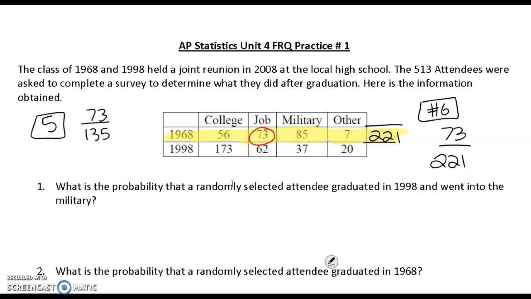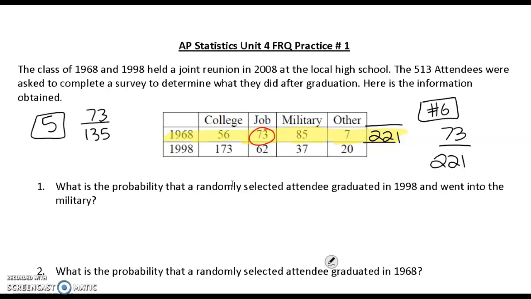In question 5, we were looking at the column, whereas in question 6, we were looking at the row. And notice question 7 says, what's the difference between 5 and 6? Well, in question 5, our condition was that they had a job, whereas in question 6 the condition was that they were a member of the class of 1968.